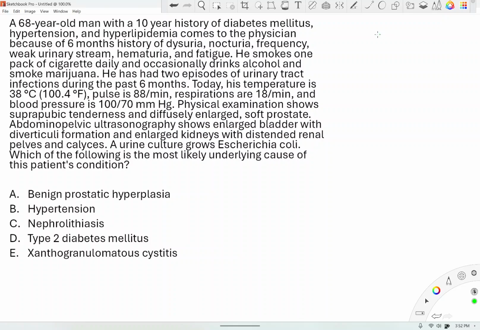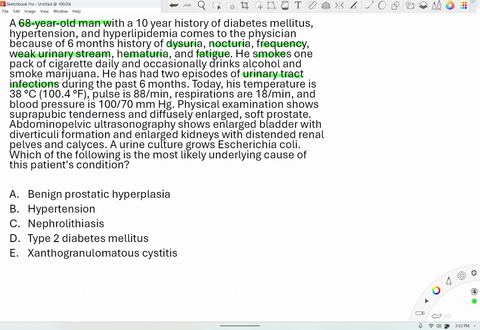Okay, the next question is a 68-year-old man with a 10-year history of diabetes mellitus, hypertension, and hyperlipidemia who comes to the physician because of a 6-month history of dysuria, nocturia, frequency, weak stream, hematuria, and fatigue. He smokes 1 pack of cigarettes daily and occasionally drinks alcohol and smokes marijuana. He has had 2 episodes of urinary tract infection during the past 6 months. Today, his temperature is 38, which is high, pulse is normal, respiration is okay, and blood pressure slightly low.